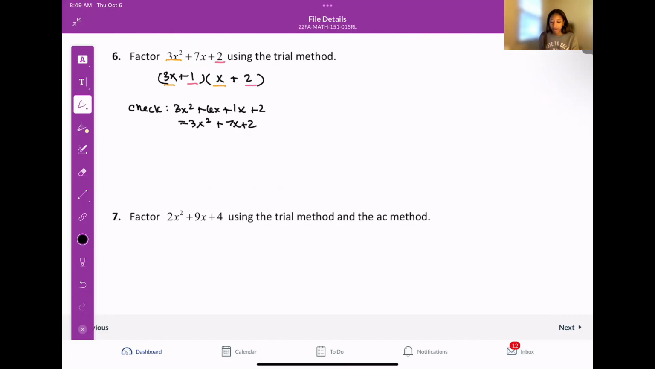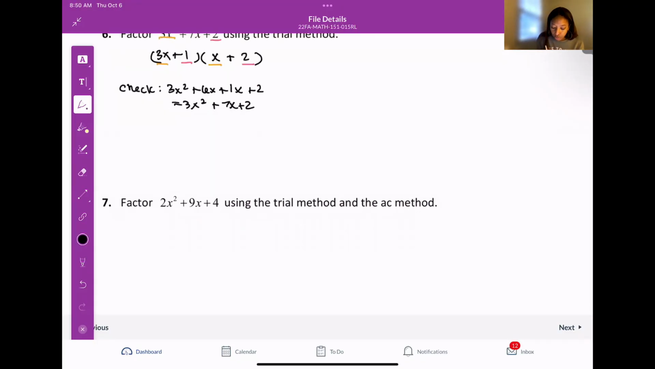Again, we're using the trial method, or guess and check is what I usually call it, for factoring 2x squared plus 9x plus 4. So we're going to break this into two binomials. The first two terms have to multiply together to give me 2x squared, so we can have 2x and x. That's pretty much it. For 4, we have a few options. You can have 1 and 4, 4 and 1, or 2 and 2. We need to figure out which combination works best for us.